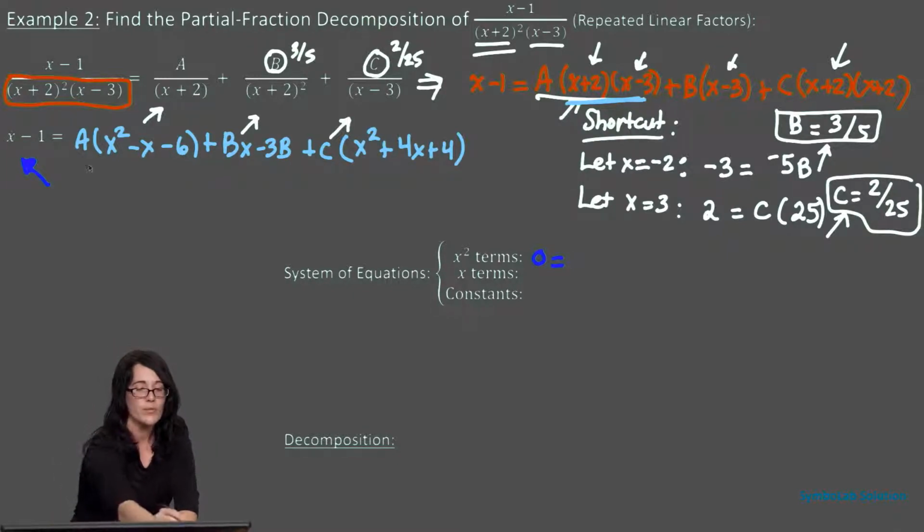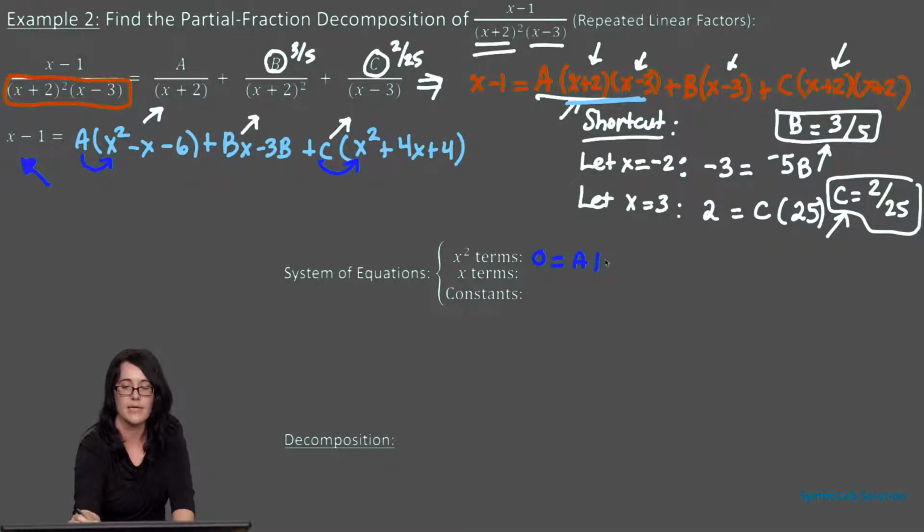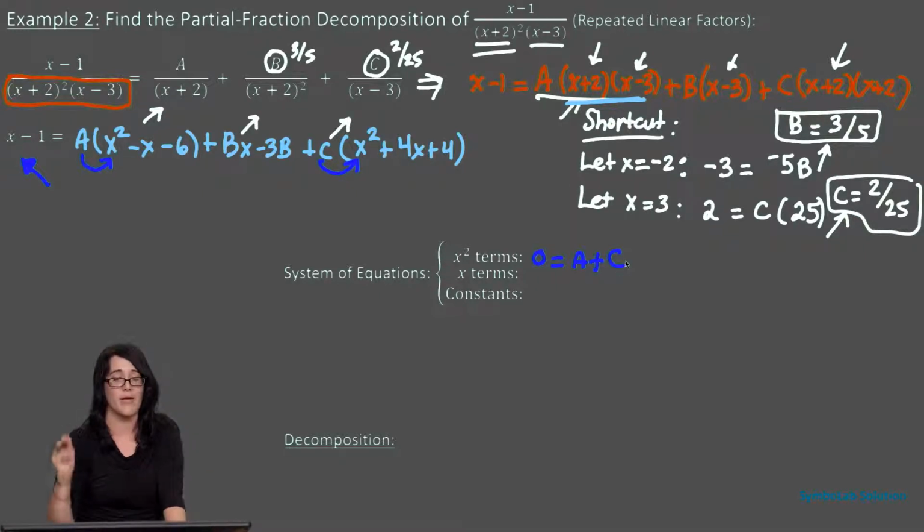So what would my x squared terms have been? Well, they would have been ax squared, so a. I'm only looking at the coefficients here. What other x squared terms? How about cx squared? So a plus c should wipe out to 0. So ax squared plus cx squared should wipe out to 0. Well, that's really good news because we already know c, don't we?